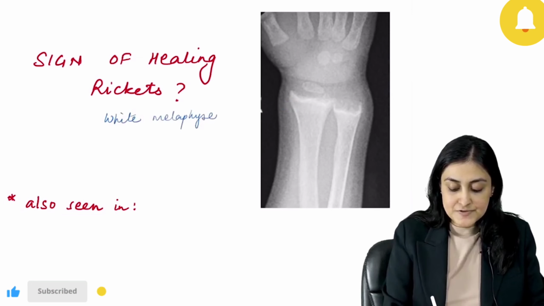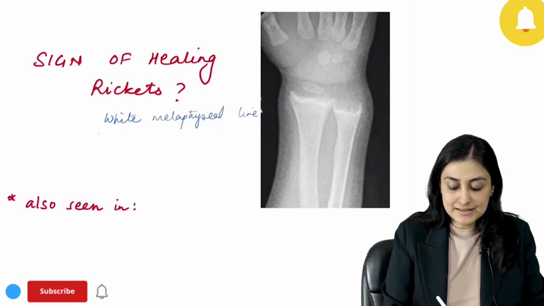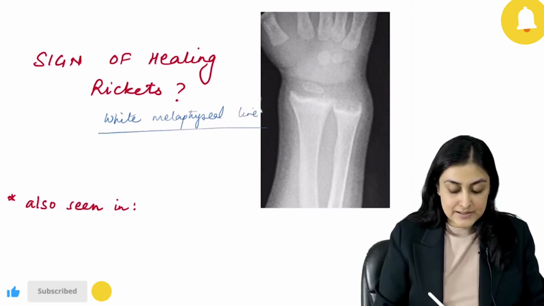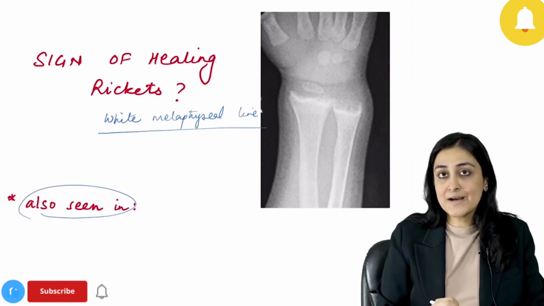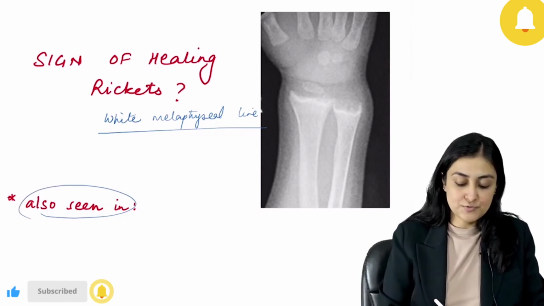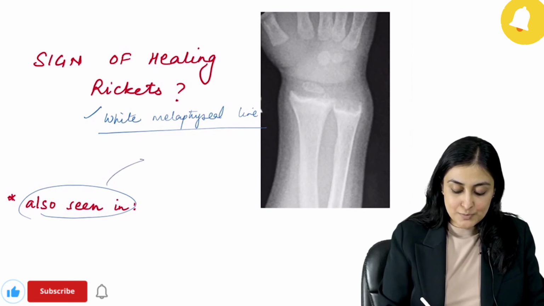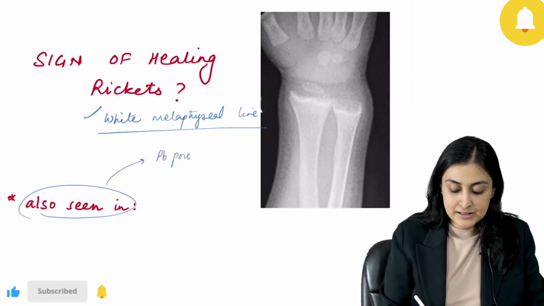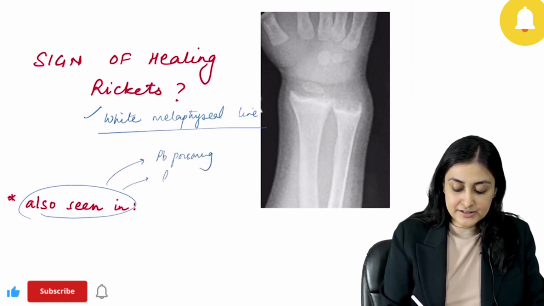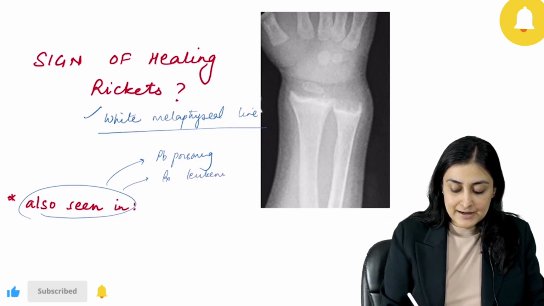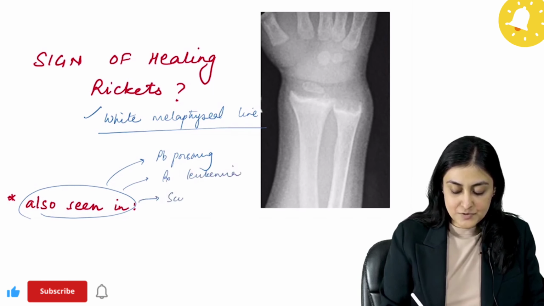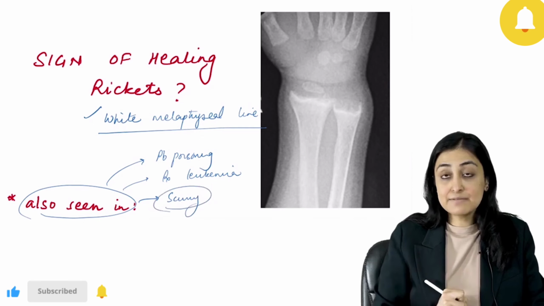So this is a white metaphyseal line that you will see. Sclerosis at the metaphysis is what we'll see. Now remember, this white metaphyseal line is not specific just for healing rickets. It can also be seen in lead poisoning. It can also be seen in treated cases of leukemia, and it can also be seen in scurvy. So in scurvy, remember, we'll see a white line.